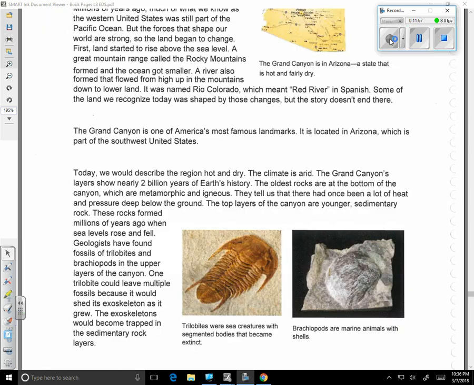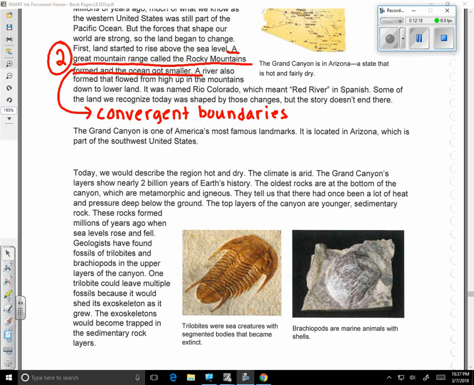So then the second step is right here. So you had uplifting. So a great mountain range called the Rocky Mountains formed and the ocean got smaller. So we know that this area came up out of the sea because of convergent boundaries. Those two boundaries hit and went up. And that's how the Grand Canyon, or the land around the Grand Canyon, came up out of the water.